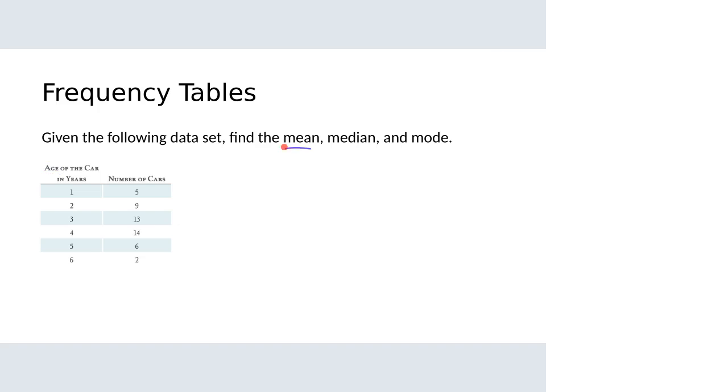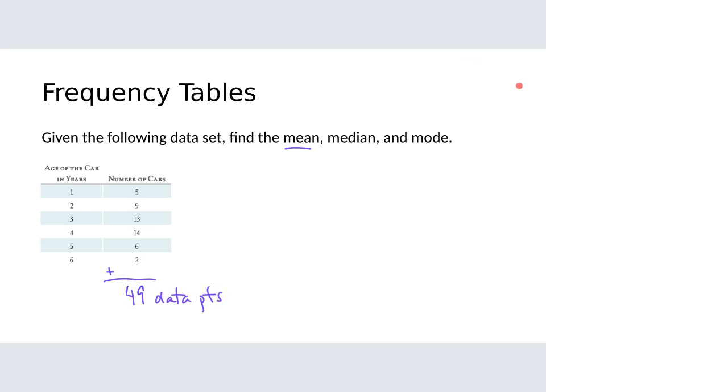And if we want the mean, we need to add them up and divide by how many there are. Be very careful here. When we find the mean, we're going to add them up and divide by how many there are. There aren't just 6 data points. Instead, the total number of data points is what we get when we add up the frequencies. So the number of data points we have here is 5 plus 9 plus 13 plus 14 plus 6 plus 2. That's 49. So we have 49 data points.